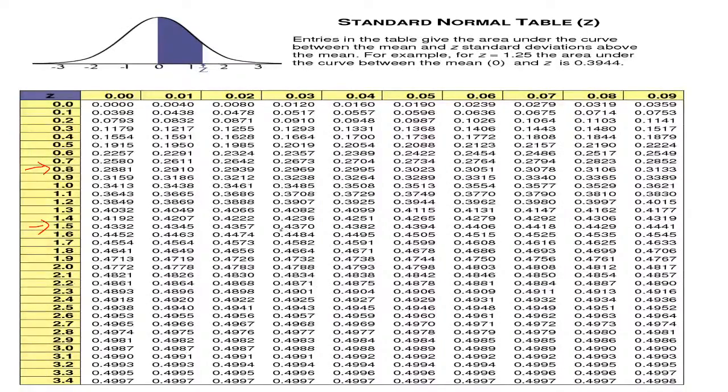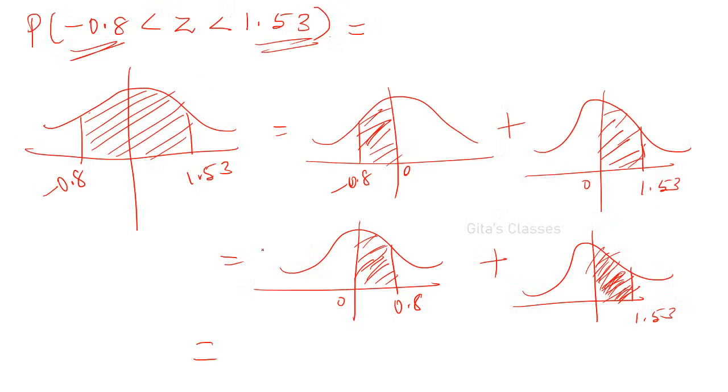Okay, for this one, 1.53. Very good. 0.4370 is for 1.53. Excellent. Shrutika, 0.2881. Yes, very good. Nice. Nagalakshmi, correct. Shivakumar, yes, correct. Kirtika is right. Shivakumar is right. Karimullah is right. Very good, all of you. Excellent. So all of you know how to find the values.